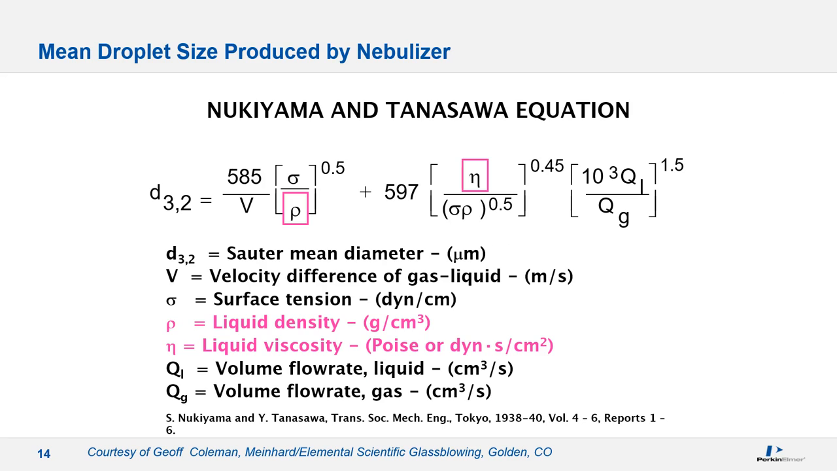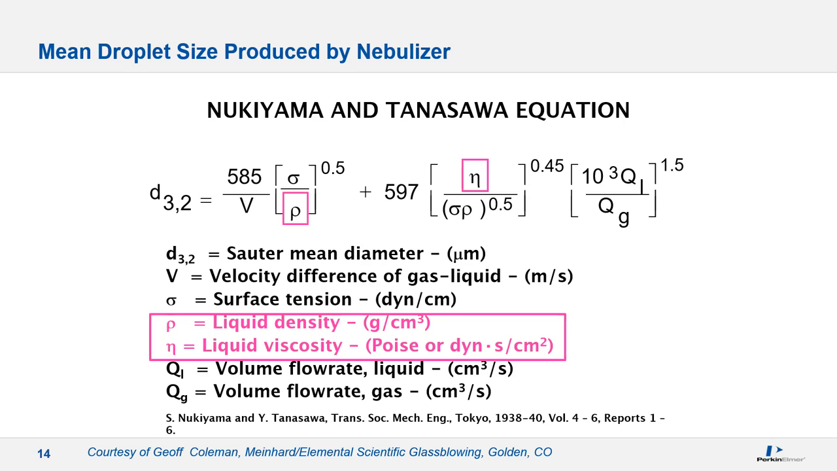So why would a different type of acid, or the presence of ethanol or methanol, an organic solvent, cause these effects? The answer lies in the somewhat complicated Nukiyama and Tanasawa equation, which is shown below. The key thing to remember here is that the diameter of an aerosol droplet, called the Sauter mean diameter, is proportional to the liquid viscosity and inversely proportional to the density. Plus, the diameter also depends on both the gas flow rate as well as the liquid flow rate.